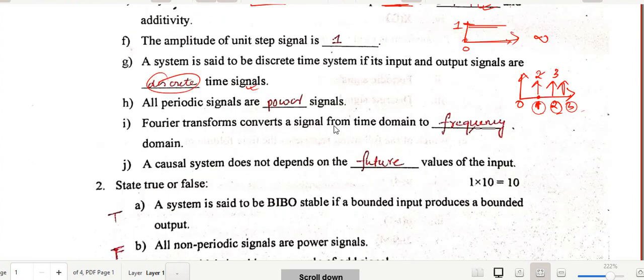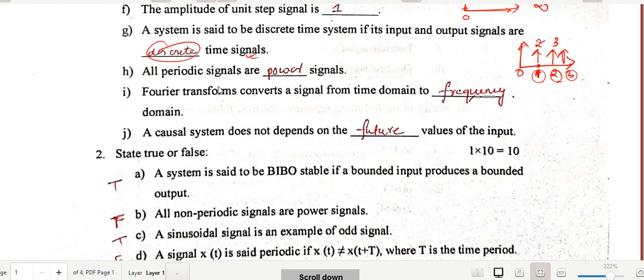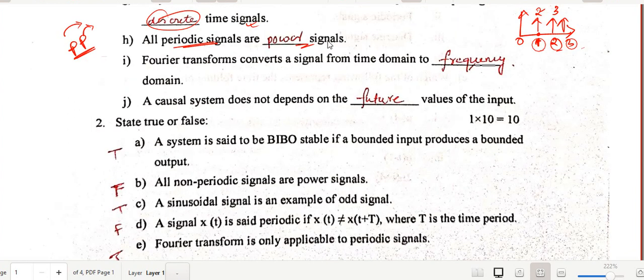Okay. So the next question they are asking, all periodic signals are power signals. Yeah, I told you in the previous video that periodic signals are power signals. I told you many times that you have to recall the PP formula. That means power and periodic. So all periodic signals are power signals.